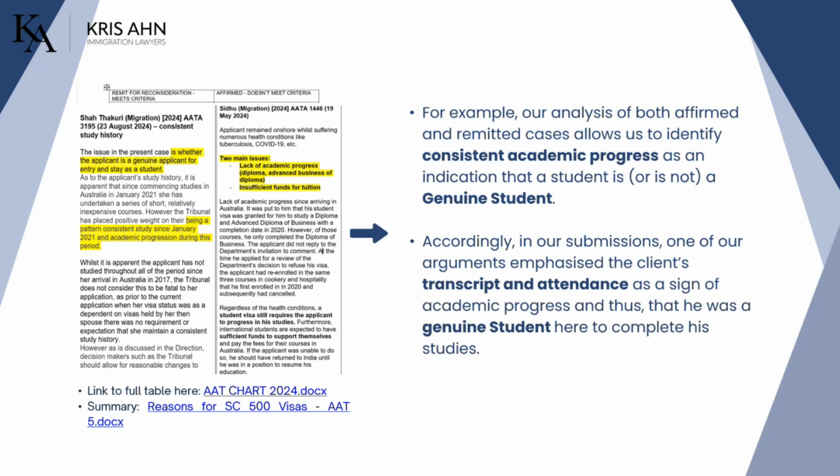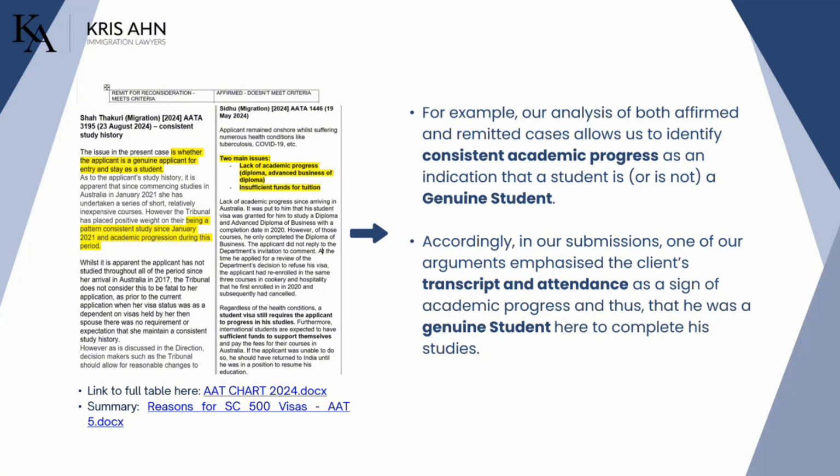So there are two cases. One is remit for reconsideration, which meets the criteria, and the other one doesn't meet the criteria and is affirmed. So in the Shah Thakuri case, the question was whether the applicant is a genuine applicant for entry and stay as a student. What was found was a pattern of consistent study since January 2021 and academic progress during this period. Shah Thakuri was performing well, progressing in the course. So that's why academic progress is more important.